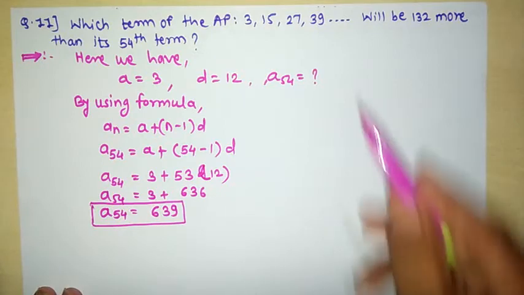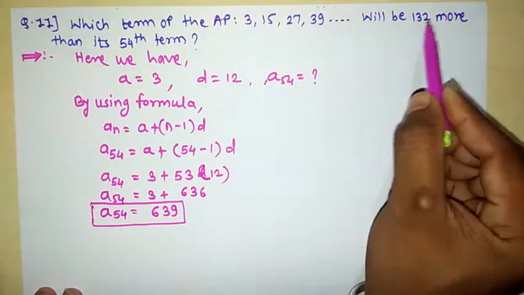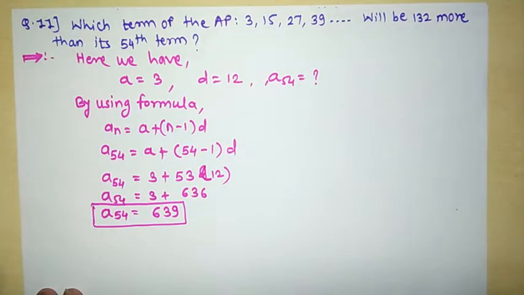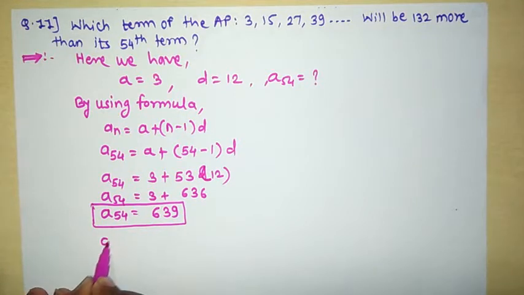But what we have to find? Which term of the AP will be 132 more than its 54th term? 54th term से 132 ज़्यादा रहना चाहिए. ऐसा कौन सा term है? That is A54.